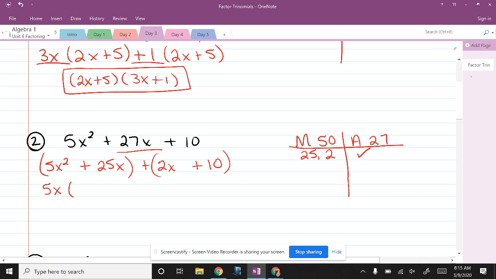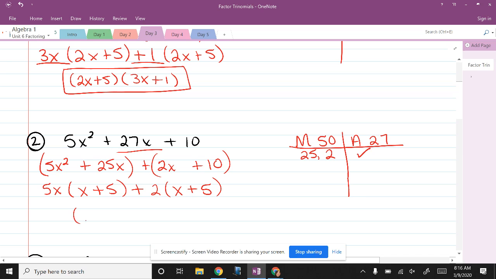Okay, so my GCF in my first group is 5x. Parentheses, what multiplies times 5x to get 5x squared? Plus what times 5x is 25x? 5. Good. Plus, what's the GCF in my second group? 2. Y'all agree? Parentheses, what times 2 is 2x? Plus what times 2 is 10? 5. Do I have the same binomials in both parentheses?